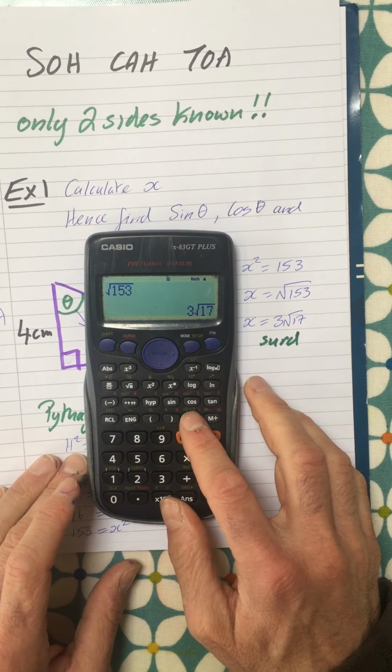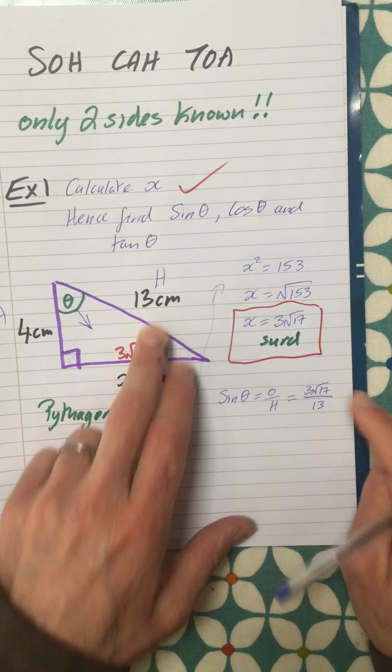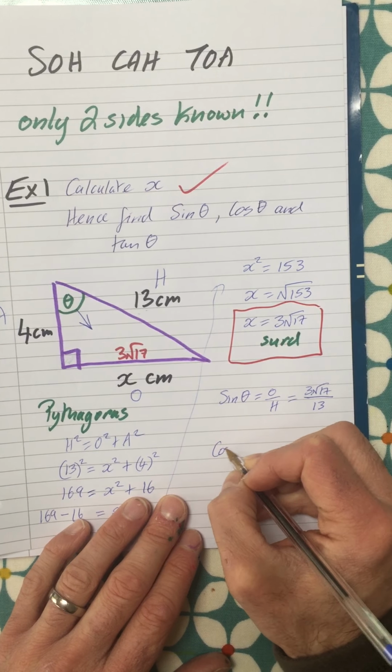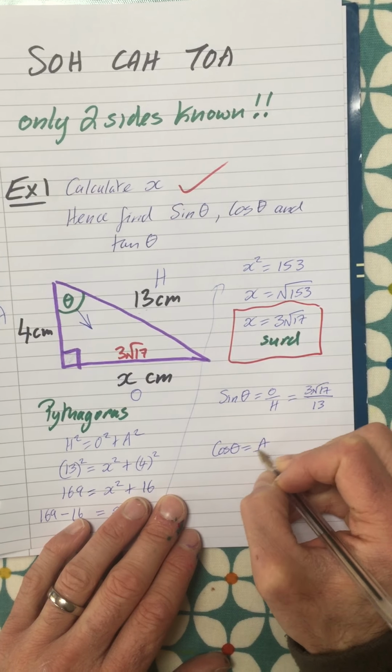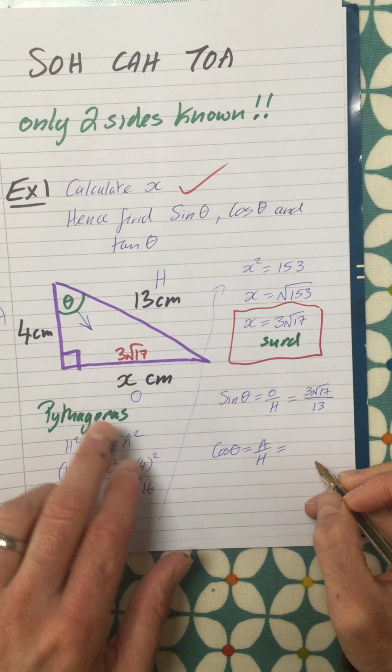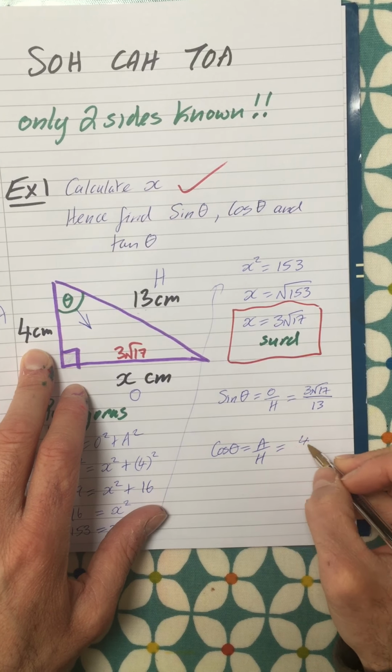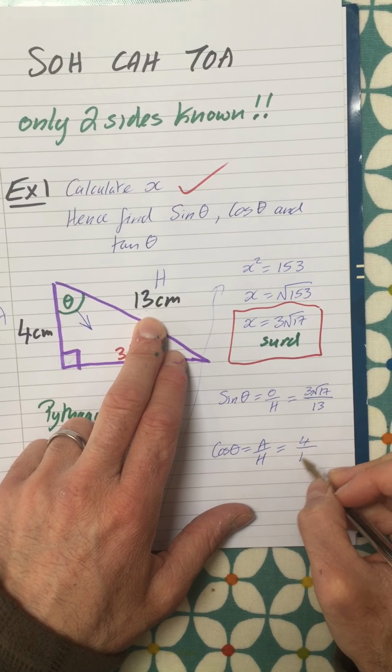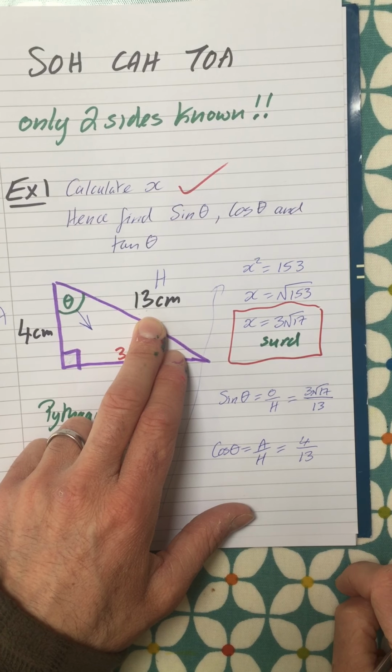And you can try it out in the calculator. This doesn't break down. You could change it to a decimal, but I'm going to leave it as a surd. Now, cos theta is a over h. And a in my picture is 4, so it's 4 over, and h is 13. It's a much nicer answer.